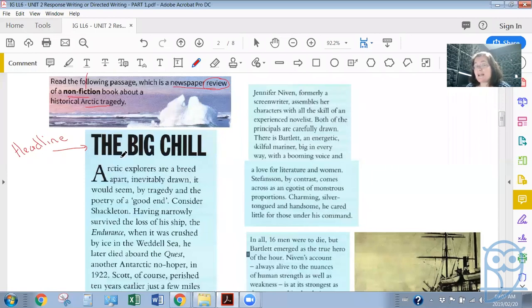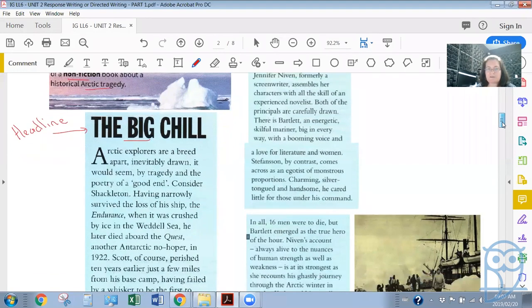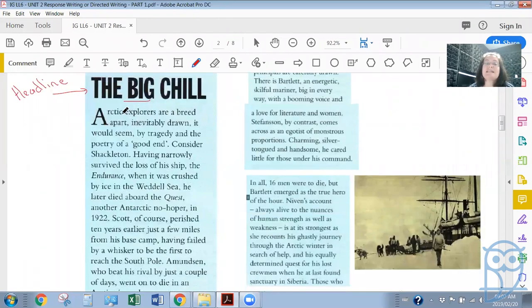So perhaps the title of the book is this, The Big Chill, is what I'm getting to. But let's have a look at how this review starts off in the newspaper. It says, "Arctic explorers are a breed apart, inevitably drawn, it would seem, by tragedy and the poetry of a good end." Okay, trying to romanticize this idea of people dying for a cause.